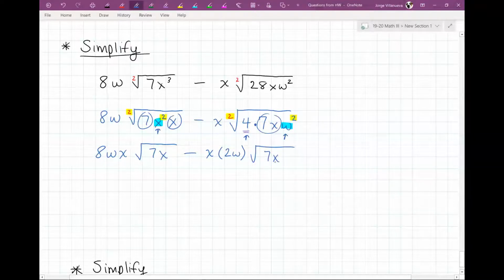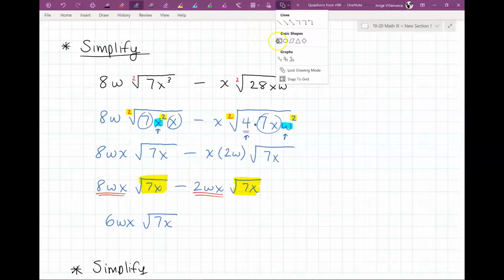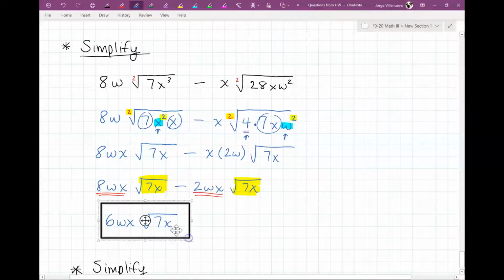Okay, so here we go, let's rewrite this. 8wx square root of 7x minus 2wx square root of 7x. Now since these match, okay, they have the same radical, the same radicand, so the inside is the same, the radical is the same, that means you just got to get their coefficients, these right here, and subtract them. So 8wx minus 2wx is 6wx square root of 7x, and that's going to be your answer to that problem. Okay, so there's that one.